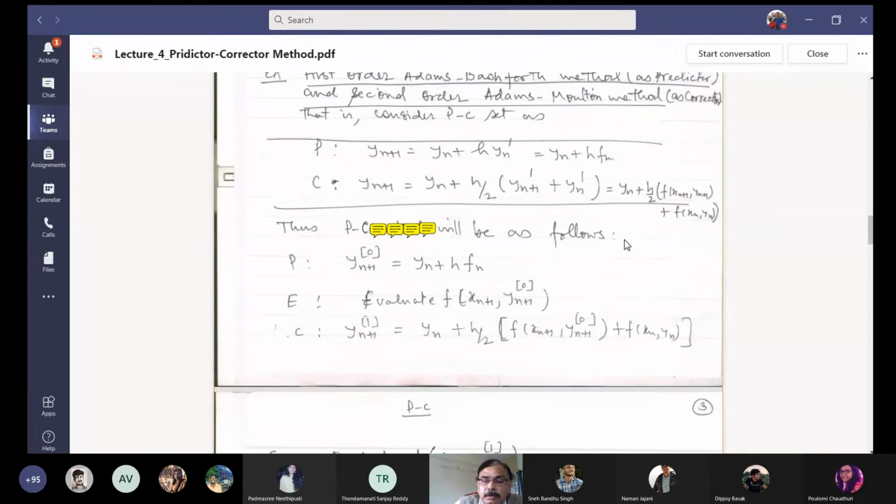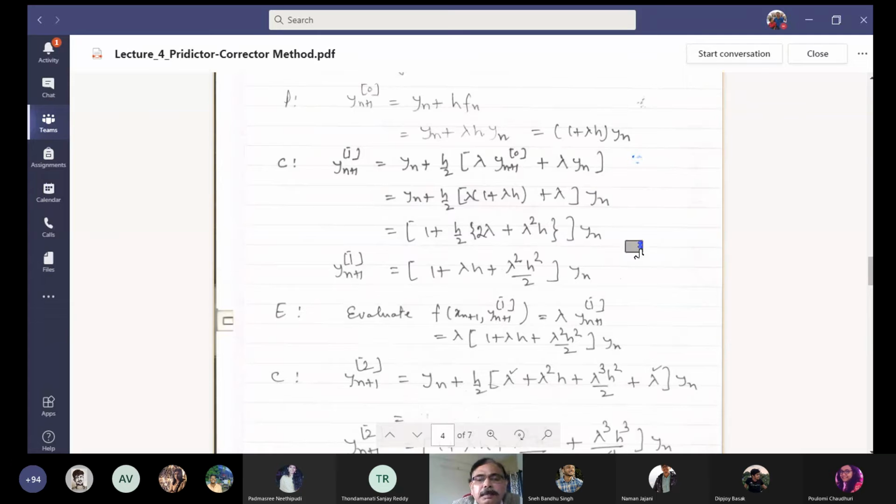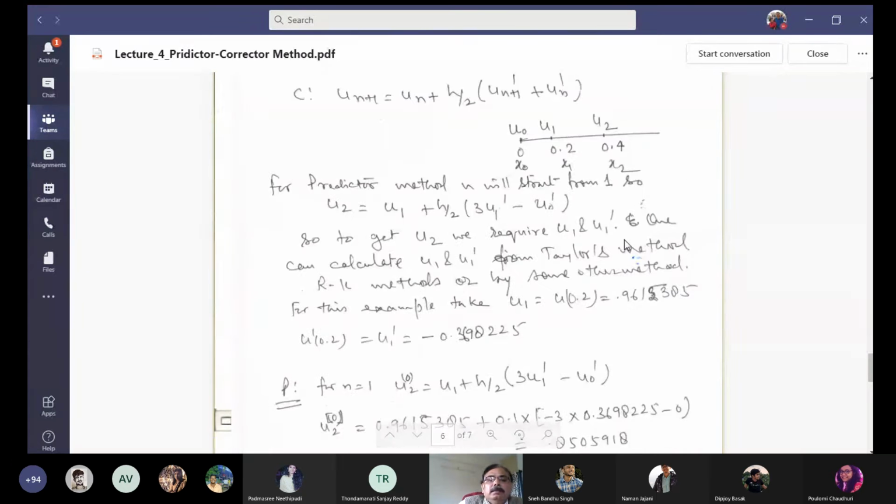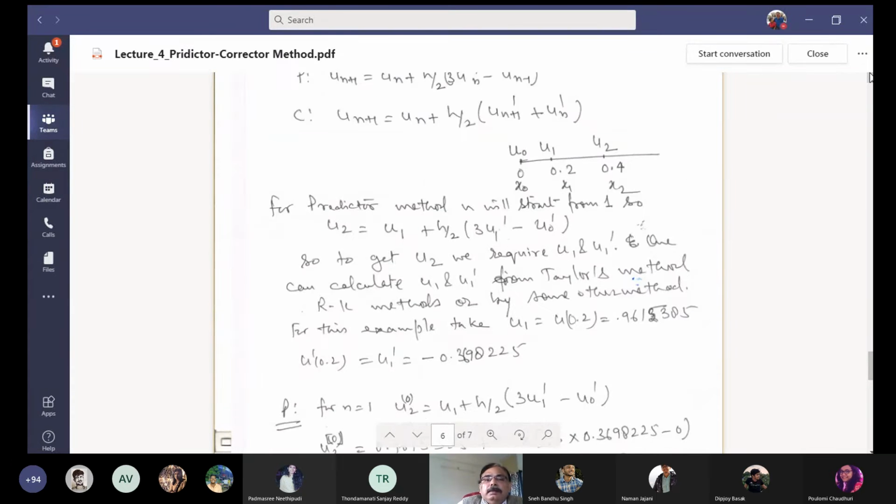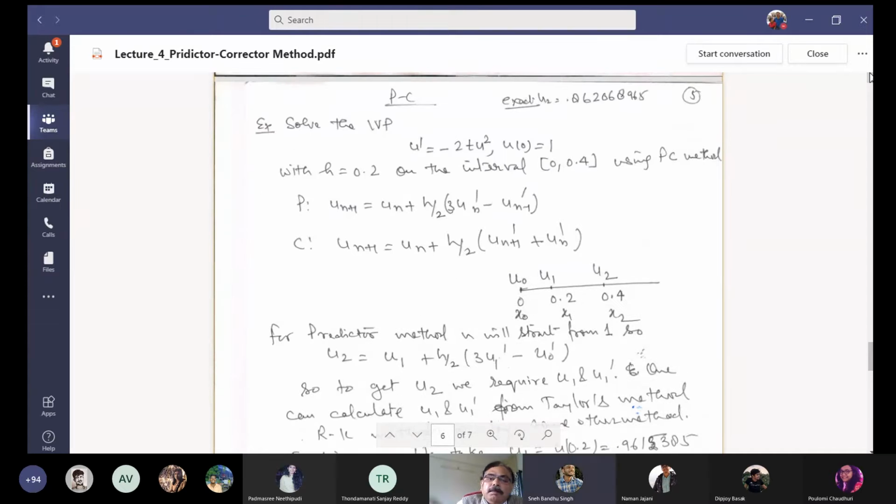Next, once we have got the improved value of y1, then we'll evaluate the function value. So let me take the complete numerical example, and then I will come back to the theory.